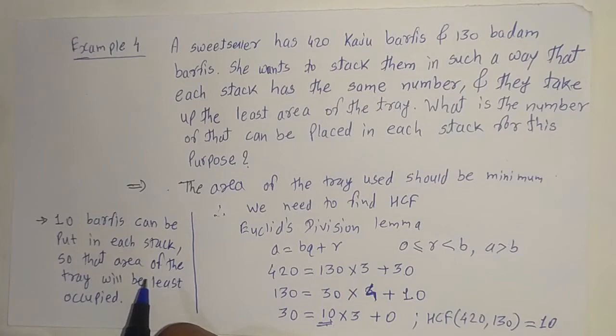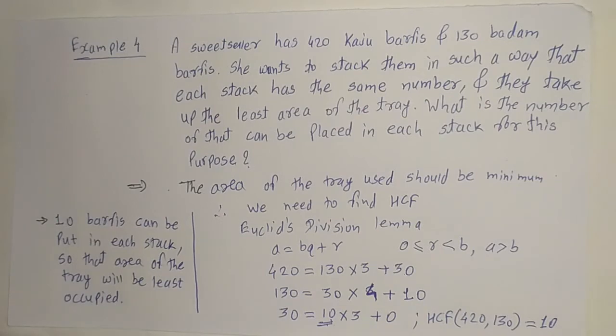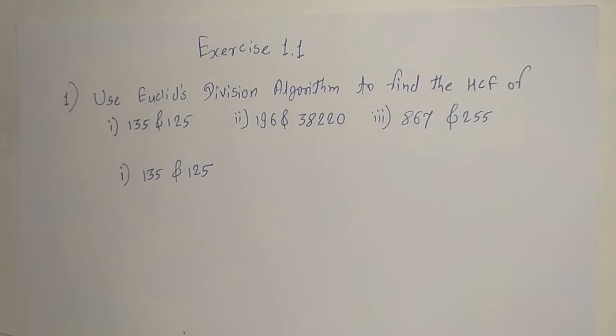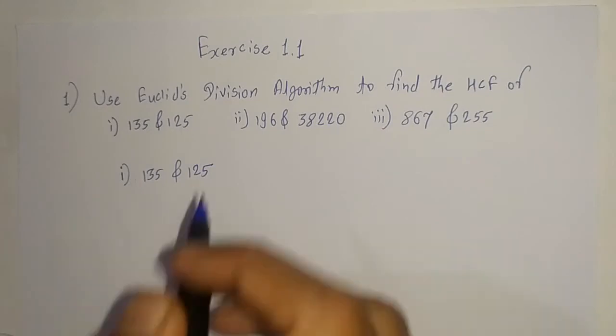So we have to now solve the exercise 1.1. There are total 5 problems. Most of them can be solved by using Euclid's Division lemma. So let's look into those problems. Once those 5 problems are over, then we'll have the end of our second lecture. So let's start with the exercise 1.1.